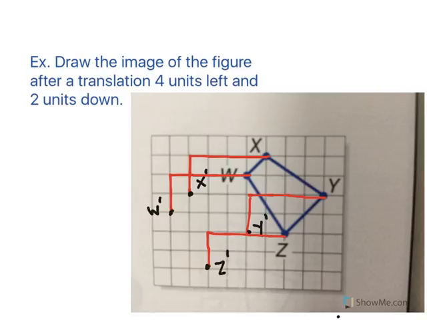Now the hard part's over. Now I just have to connect the dots. So I'm going to go connect them. And you can see it's the same image, just translated or shifted a little farther to the left and then a little bit down. So that's all I had to do in this problem. I just had to draw it. Again, using different colors could be helpful like I did. It's up to you, whatever works best for you.